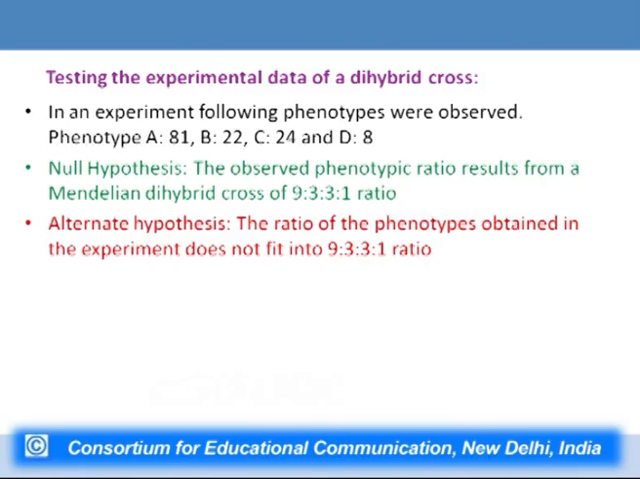Now, testing chi-square analysis for a dihybrid ratio. Suppose there is an experiment wherein there is a dihybrid cross and we get 4 phenotypes, namely A, B, C, D, and the numbers are 81, 22, 24 and 8. The null hypothesis for this case will be that the data fits into the dihybrid Mendelian cross ratio, and the alternate hypothesis is that the data does not fit into the Mendelian dihybrid cross ratio.